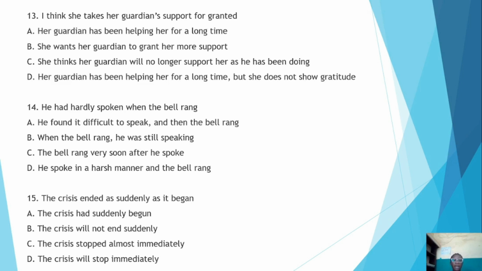The bell rang very soon after he spoke. Now you cannot say that because there's hardly in this sentence, it means he found it difficult to speak. No. Hardly here does not talk about scarcity. It simply means that he had hardly spoken. That means very soon after he started speaking, the bell rang. So that makes option C our correct option.